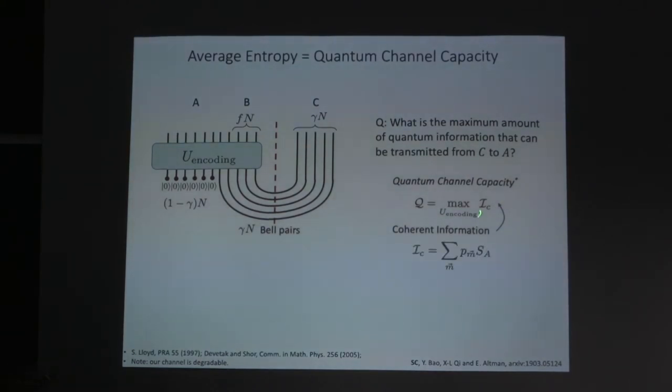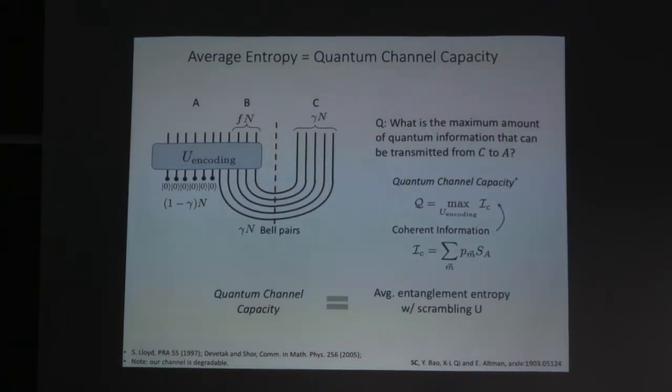And then this coherent information is exactly the average entanglement entropy after the measurement. And furthermore, we can show with a few lines that this is maximized when you choose this U encoding to be the hard scrambling random unitary. From this perspective, we now know that the quantum channel capacity is exactly equal to the average entanglement entropy with respect to the measurement when you choose the scrambling unitary. Therefore, our phase transition is exactly the phase transition in the quantum channel capacity.